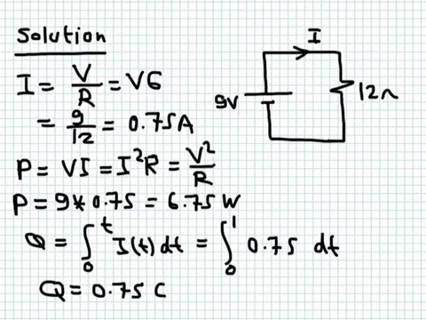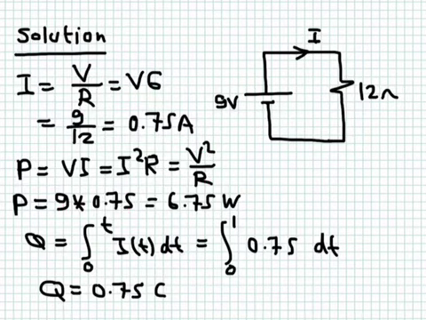Now, if you want to calculate the power, it has three forms. You multiply V with I, or I squared R, or V squared over R. All of them are going to give you the same answer. I picked the simple one, which is VI. Now we have a battery of 9 volts, we have 0.75 amperes. When you multiply them, you get 6.75 watts.